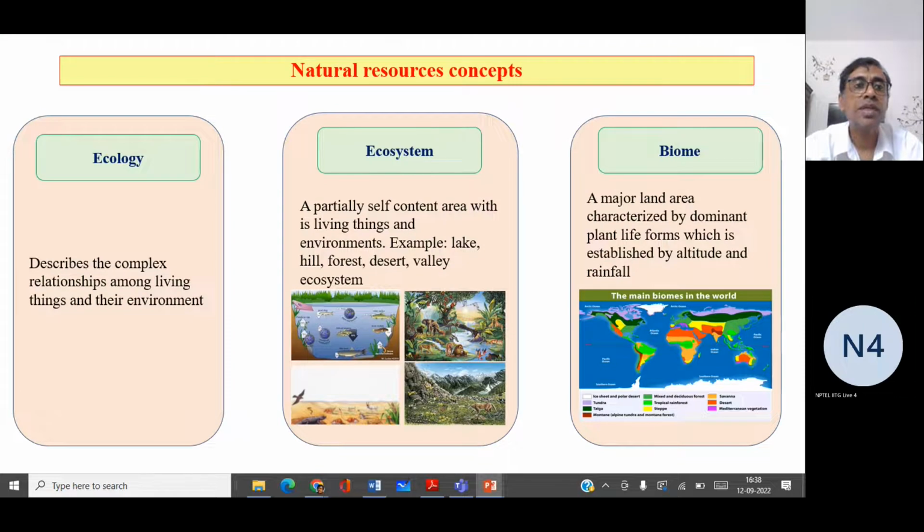Following which we also discussed various concepts of ecology, ecosystem and biome, which are very, very important to understand the natural resource base and also natural resource management in particular.